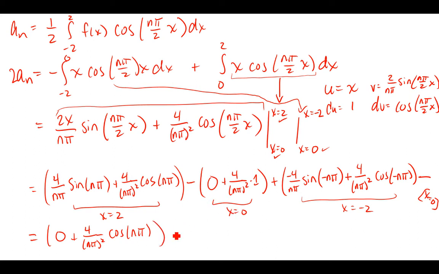Second piece, so now I have 2 of them, because I crammed it in here. I actually have 2 of these, and they're both minus. So I could really say minus 2, that one and that one. And I don't have much here. I have 4 over n pi squared.